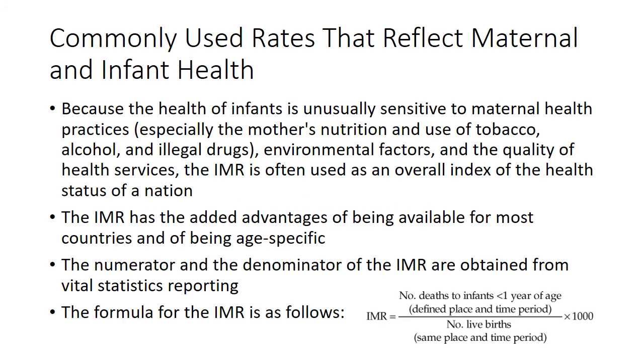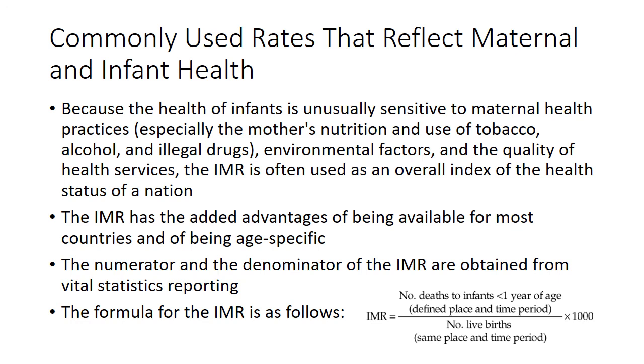Now, basically, we can look at these different death rates as surrogates for different things. So, for instance, because the health of infants is unusually sensitive to maternal health practices, right? So, if a mother has poor nutrition or is using tobacco or illegal drugs, things like environmental factors and quality of health services, infant mortality rate oftentimes gets used as an overall index of health status of a nation, like I was talking about previously.